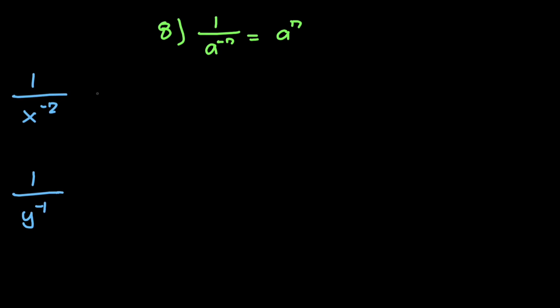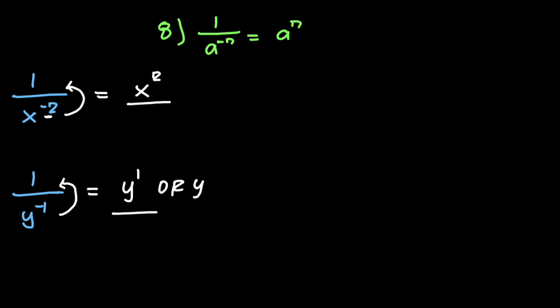1 over x raised to the power of negative 2. Switch it up and make the sign the opposite, so negative would be positive. So it will be x squared. 1 over y raised to the power of negative 1. Once again, flip it, so it will become y raised to the power of 1, or simply just y.